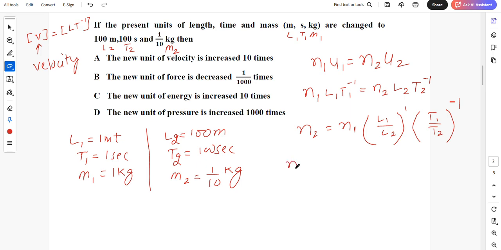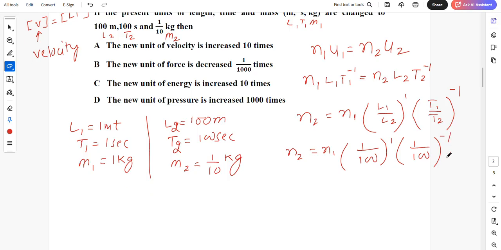T1 by T2. N2 is equal to N1 into, how much is L1? 1. How much is L2? 100 to the power of 1. T1 is how much? 1. T2 is how much? 100 to the power of minus 1. Now this gets cancelled. Same powers are there, so this gets cancelled. So N2 is equal to N1.